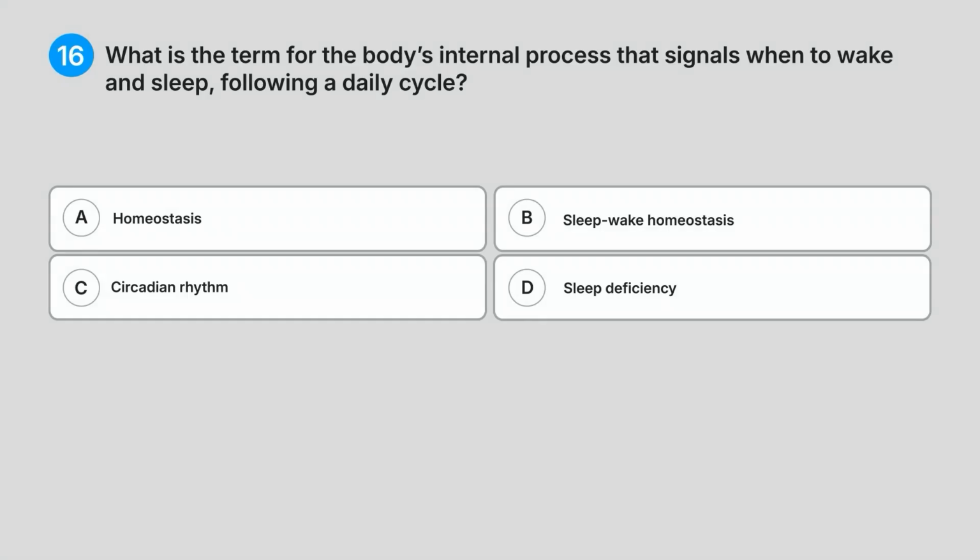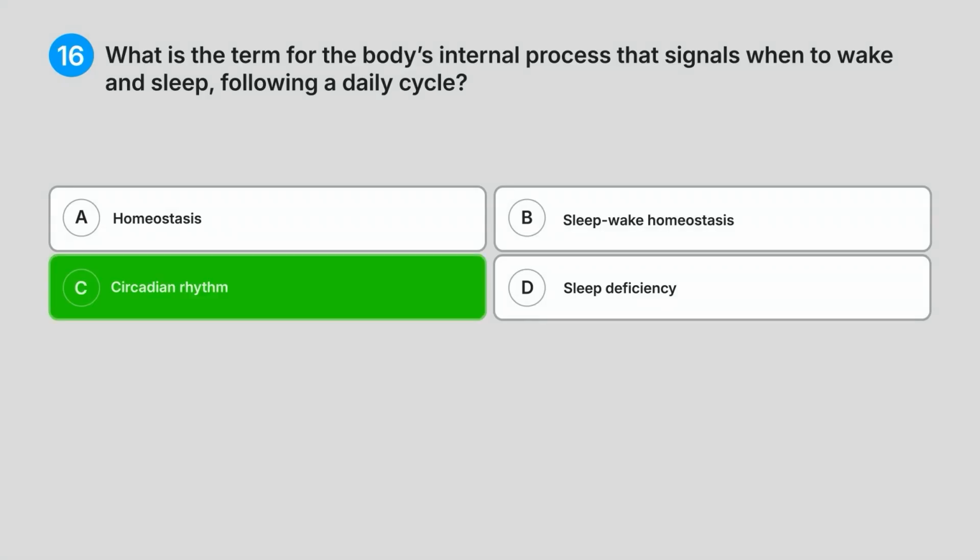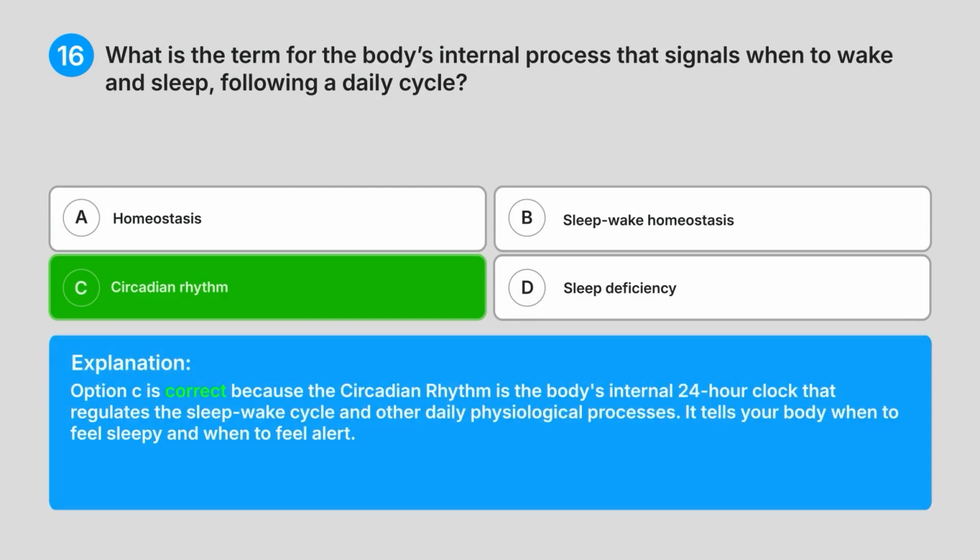Correct answer, C. Circadian rhythm. Explanation. Option C is correct because the circadian rhythm is the body's internal 24-hour clock that regulates the sleep-wake cycle and other daily physiological processes. It tells your body when to feel sleepy and when to feel alert.